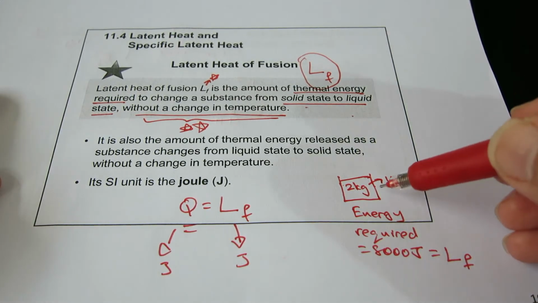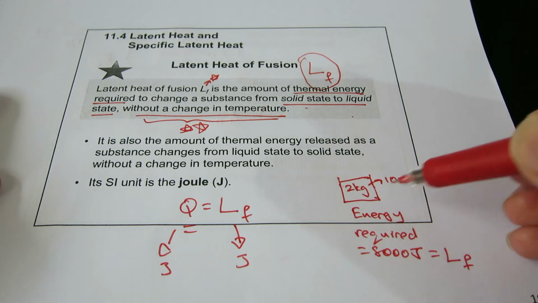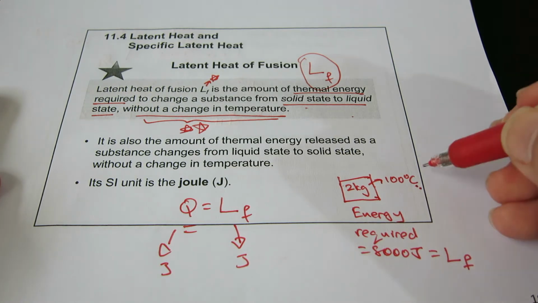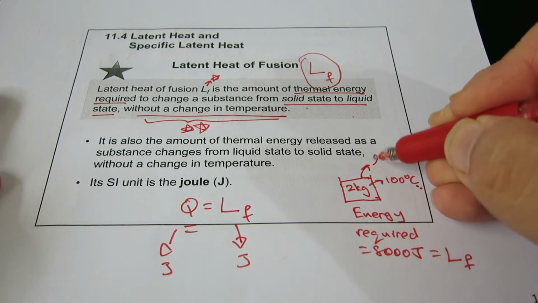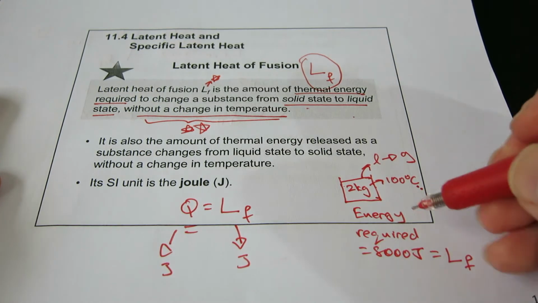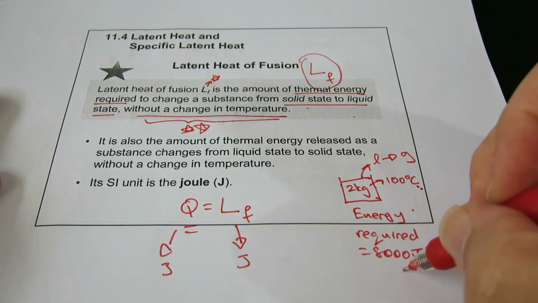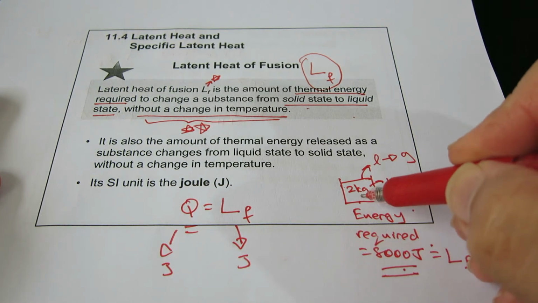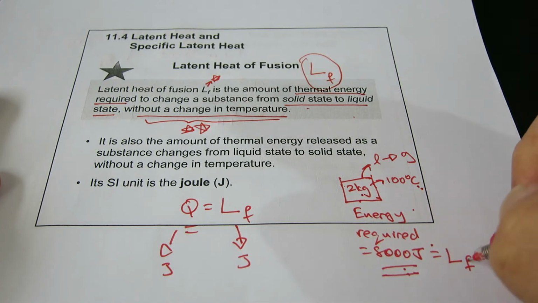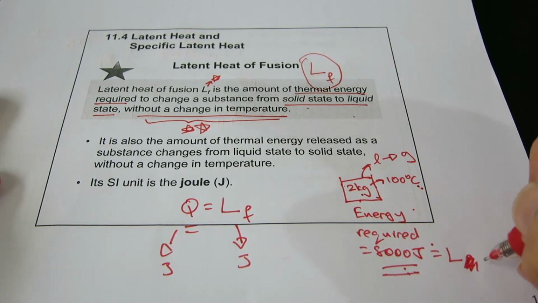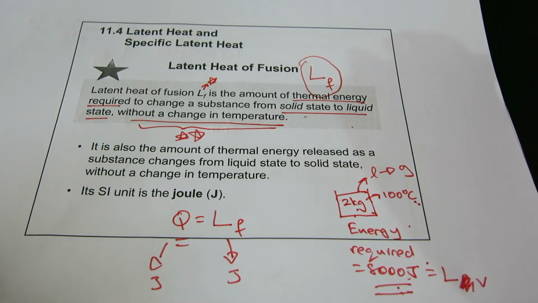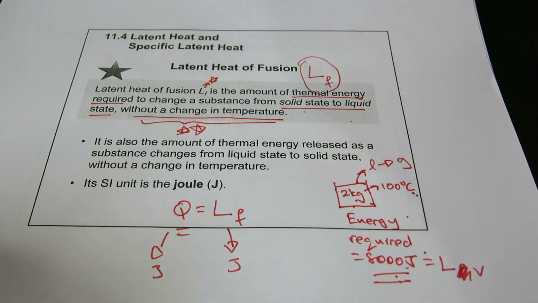For example, I have 2 kilograms of water at 100 degrees Celsius. 100 degrees Celsius is already at the boiling point, so when I supply energy, it will start to change state from liquid to gas. The energy required is 8,000 joules. If the energy required for me to change all of these 2 kilograms of water to gas is 8,000 joules, then I call this the latent heat. Sorry, this is not fusion, this is vaporization. Latent heat is just the amount of energy required. It is essentially energy.